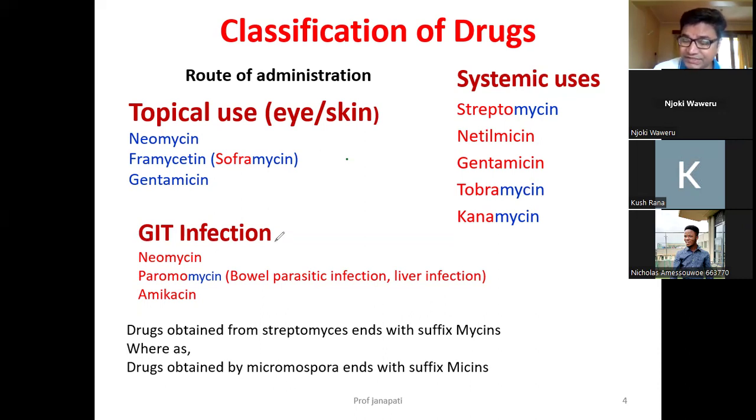Now, GIT infections. These drugs will not be absorbed into the systemic circulation, but can treat the infections present in the GIT, because most of them are not absorbable. Though they have a sugar portion and are very soluble in water, they cannot be absorbed because, as we learned, lipophilicity is an important factor. Neomycin, paromomycin, and amikacin are used for treatment of GIT infections, especially bowel parasites and liver infections. They are very good drugs. They stay there and kill the microorganisms, because these are bactericidal drugs, but they are not absorbable.